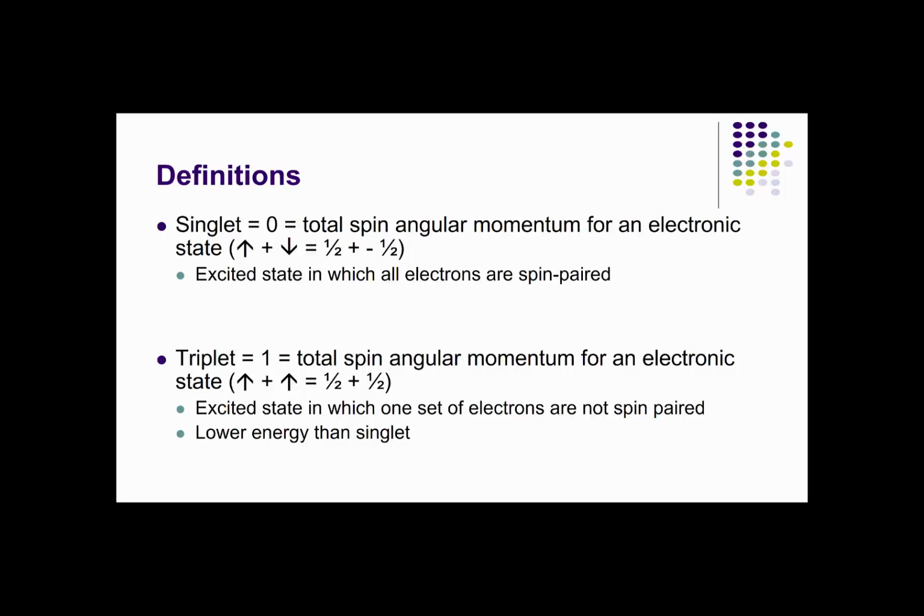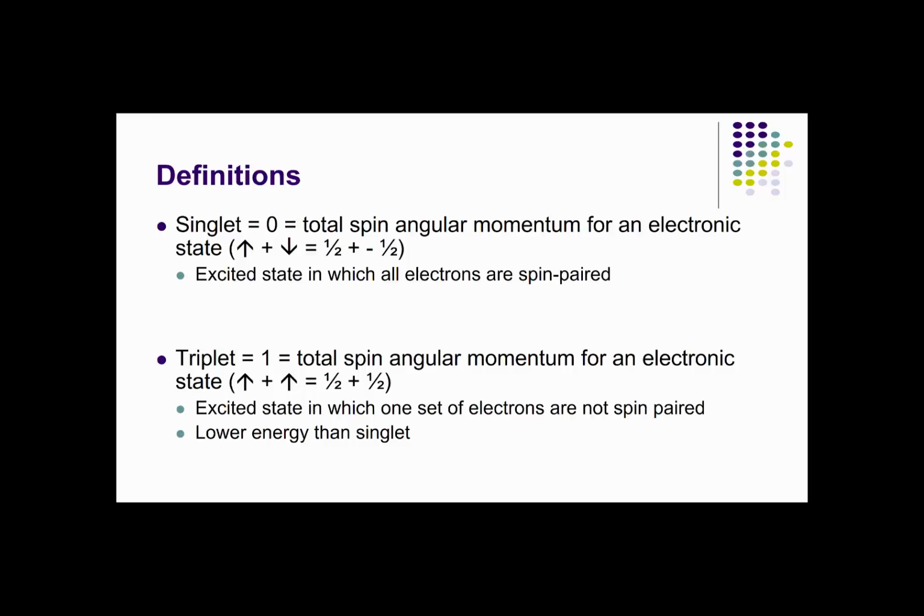We often use the terms singlet and triplet to differentiate between states with different total spin angular momentum. If the electrons are spin paired, one electron spin up, one spin down, the total spin angular momentum is 0, and we call the state a singlet state. If the spins are not paired and both are up, plus 1/2 and plus 1/2, or both down, minus 1/2, minus 1/2, then the total spin angular momentum is 1 or minus 1, respectively, and we refer to the state as a triplet.